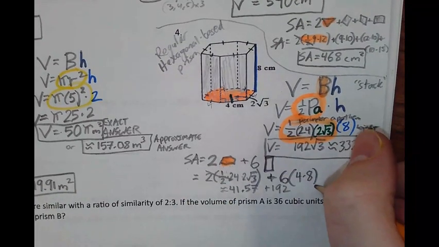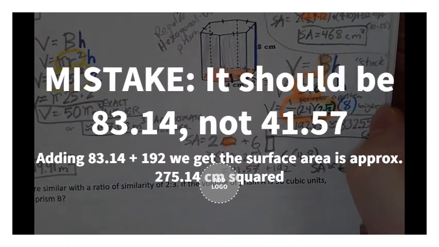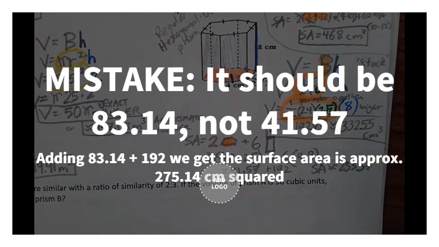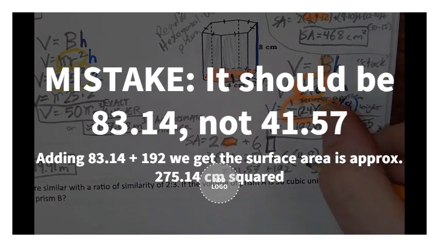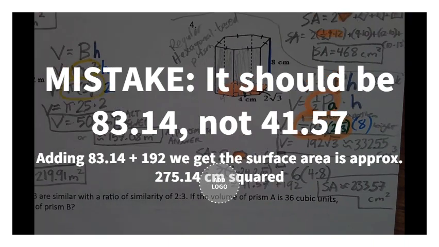192 plus 41.57. That would be 233.57. So we get our answer of 233.57 centimeters squared. That's our approximate answer.